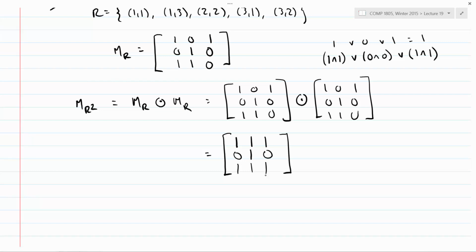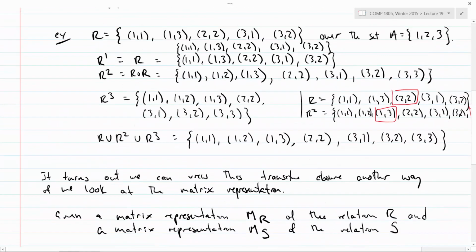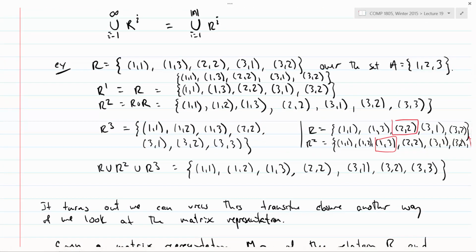And if we look at this, what are the two things we're missing in R squared with two pairs? 2, 1, and 2, 3. And if I go back up here and look at R squared, the two pairs I'm missing are 2, 1, and 2, 3. So the matrix representation of R squared really is the matrix representation of R joined with the matrix representation of R. Of course, that's not a proof.